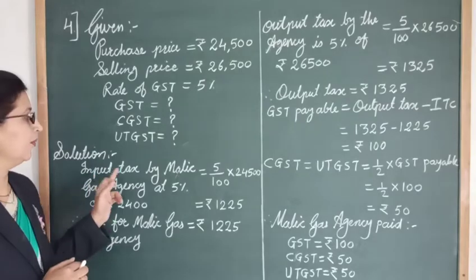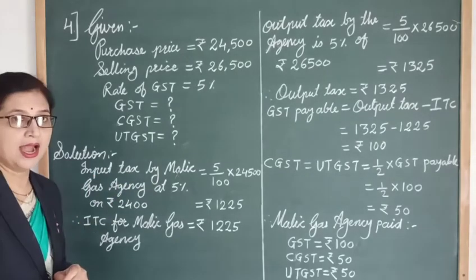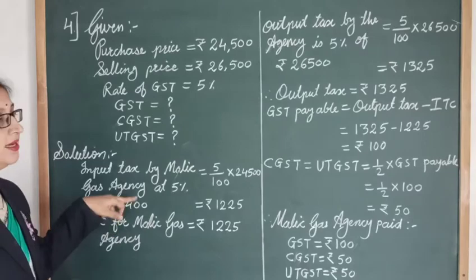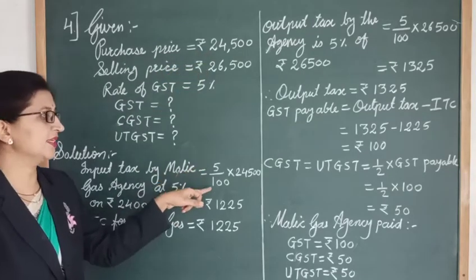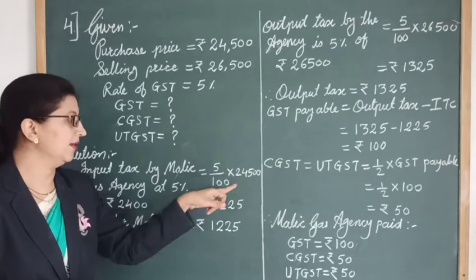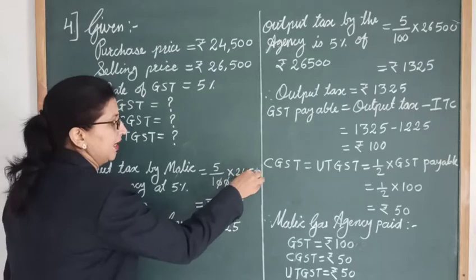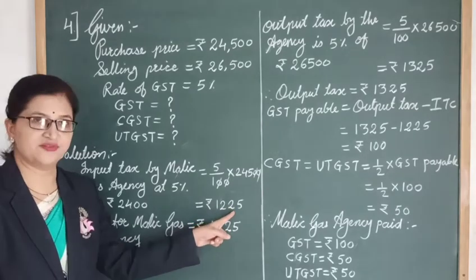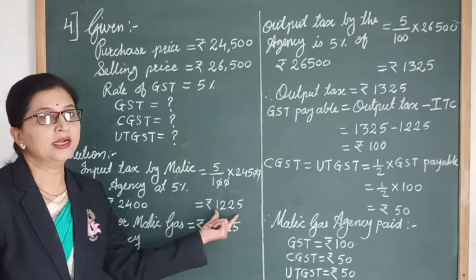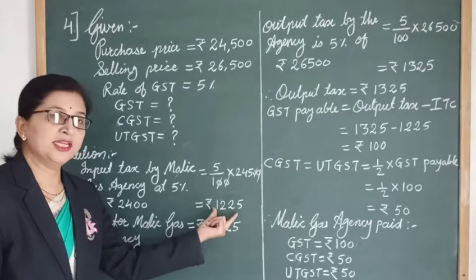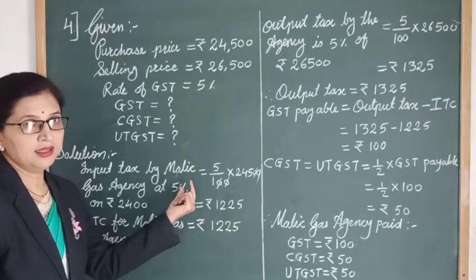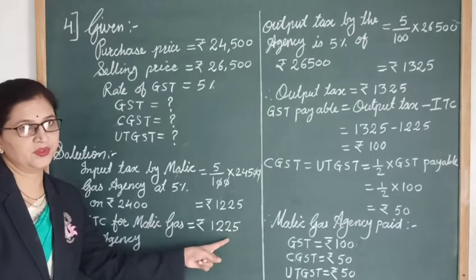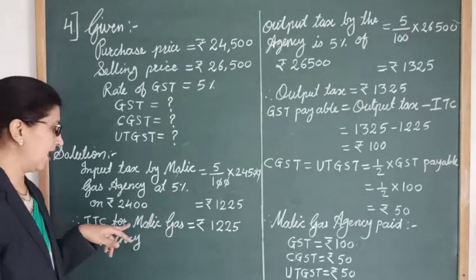Okay, so here input tax by Malik Gas Agency at the rate of 5% on 24,500 rupees, because that is the purchase price. So 5% of 24,500, if we calculate this, then 500 by 245 will give 1,225. Okay, so this is the input tax. Now on this input tax, this one will be the credit for the agency. So ITC for Malik Gas Agency is 1,225 rupees. Okay, now we got the input tax and ITC.